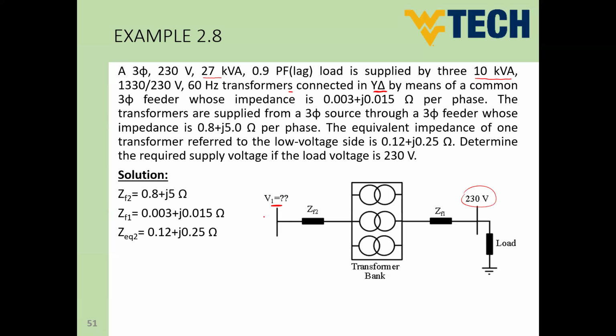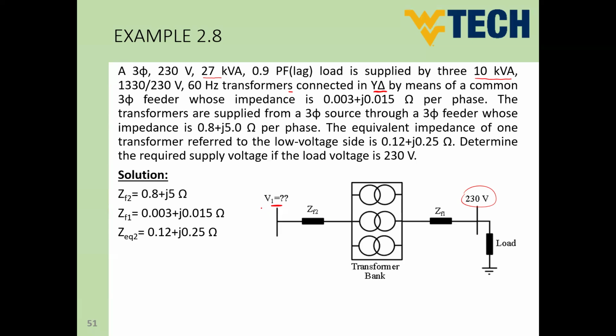We can just solve it like the previous example, but instead of having only the transformer here, we also have two other impedances: an impedance on the secondary side of the transformer and another impedance on the primary side of the transformer, and then we connect it to the supply.